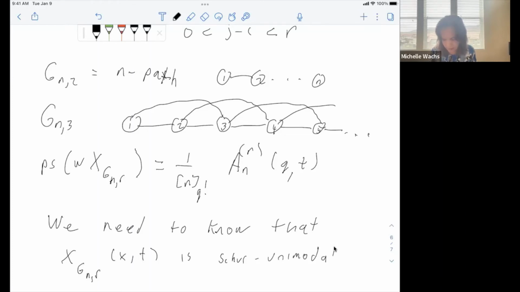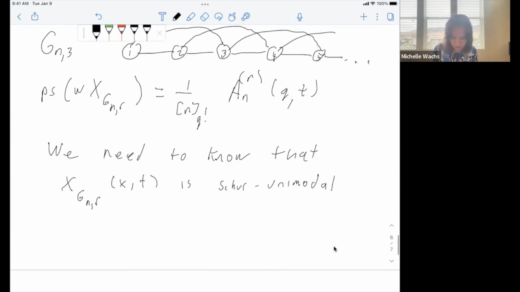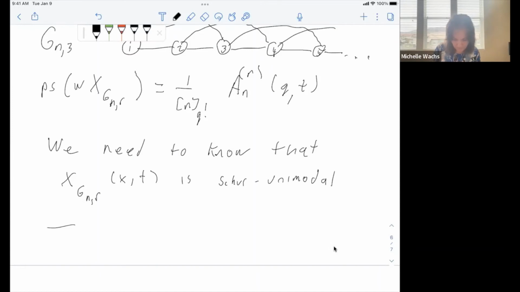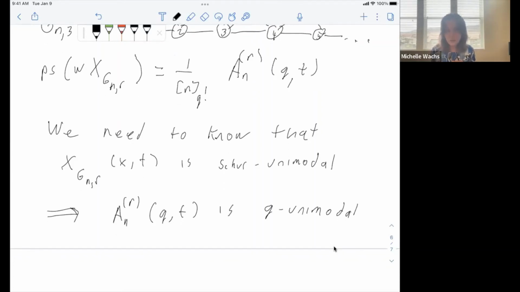And that was implied by E unimodality of the chromatic quasisymmetric functions. So because this implies that ANR QT is Q unimodal. When you specialize a Schur positive symmetric function, you end up with Q positive coefficients. So since we're taking differences, and Schur unimodality tells us the differences are Schur positive, that's going to tell us the differences of coefficients are Q positive, and that's what we need here.